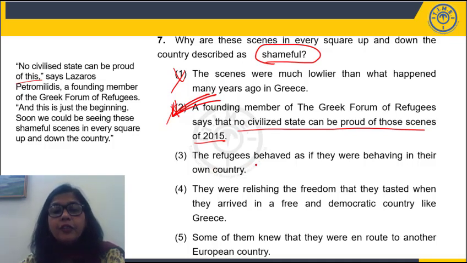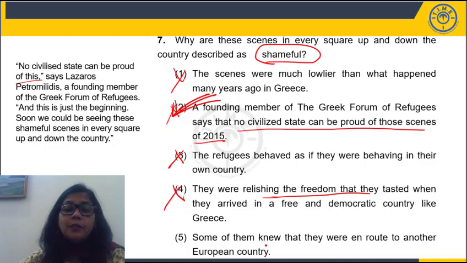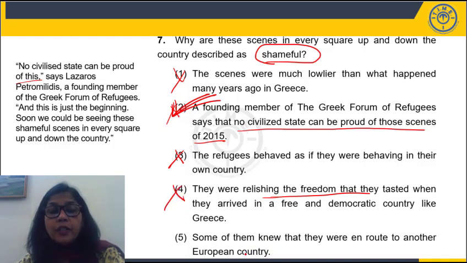The third one, the refugees behaved as if they were behaving in their own country. New idea there. They were relishing the freedom that they tasted when they arrived in a free and democratic country like Greece. No, but they were not relishing the freedom. Obviously, they were refugees, they had fled their country, so they would be happy being in this other country. But here they were facing problems, right? They were homeless and bereft in Victoria Square, right? So not the answer.